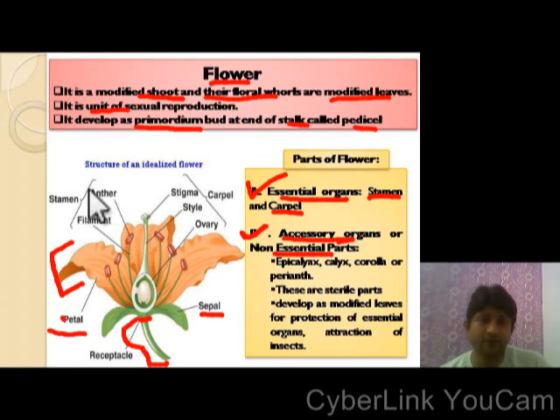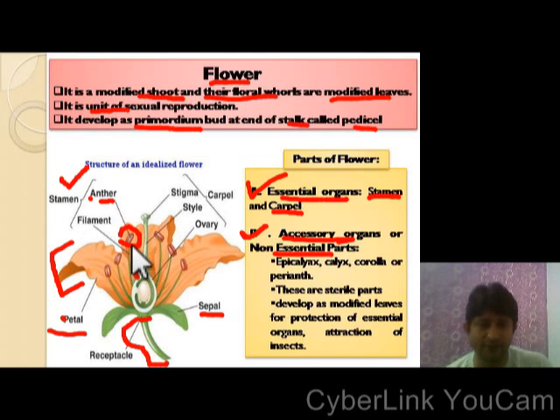And in the essential part there is the male part. In the male part there are two parts. One is the anther, which is the topmost part of the stamen, and the stalk-like structure is known as the filament, which is attached with the anther.